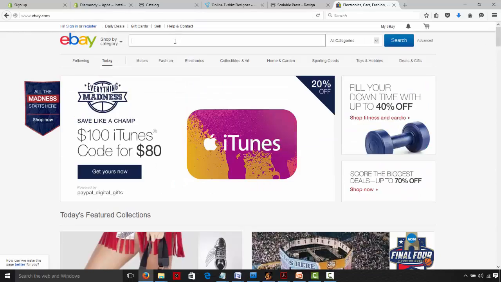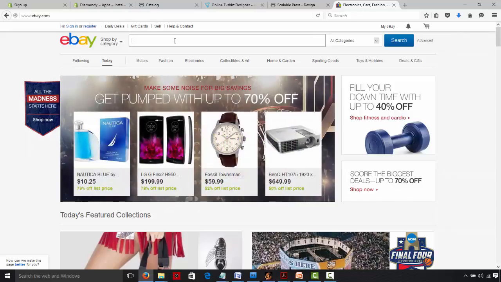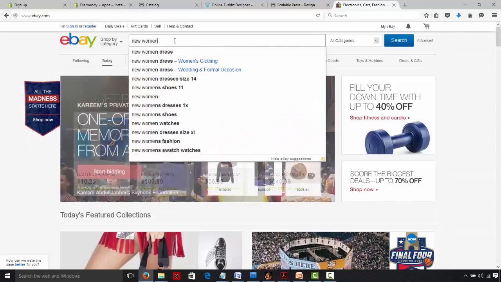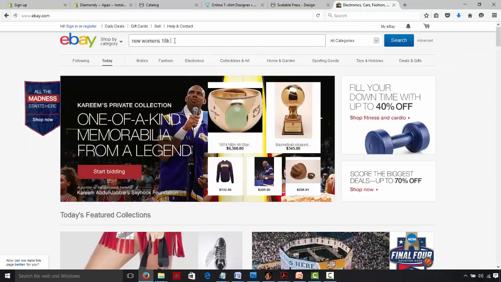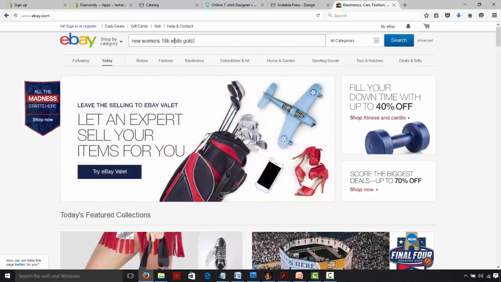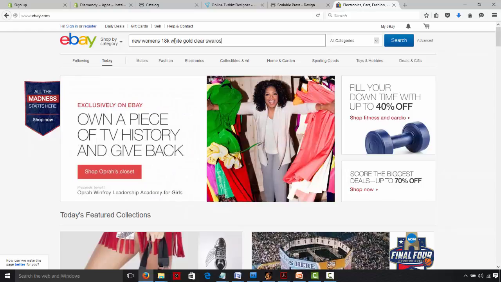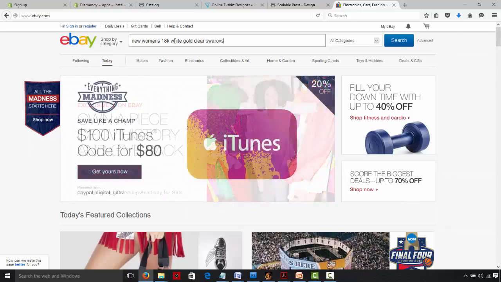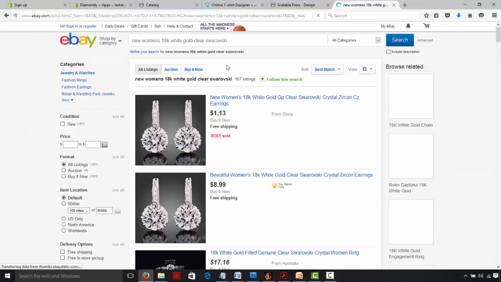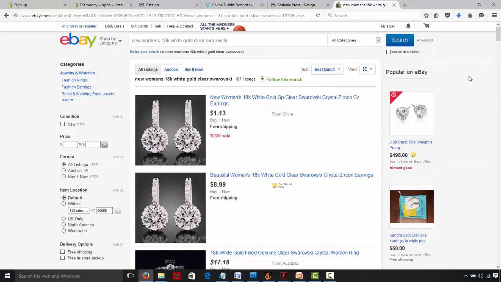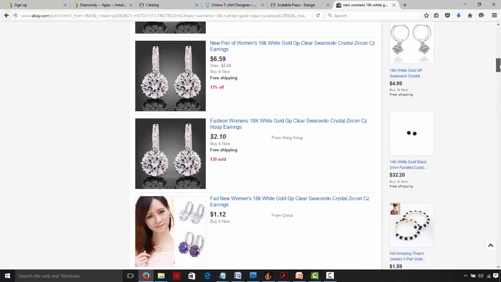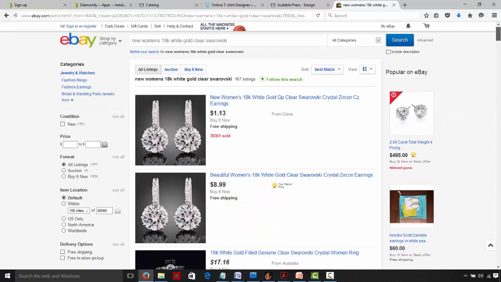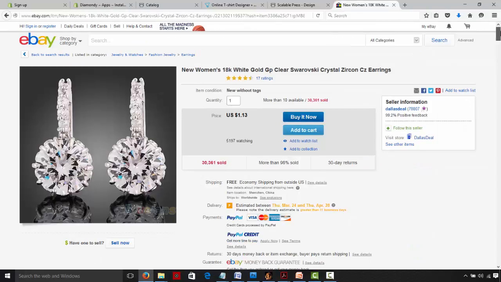If I'm not wrong, if I remember well, it was new women's gold. It should be this one. Here we go. Boom, found it. I was looking for another price, but anyway, it's this one right here. It was costing like 138. Now it's 113, so it's less expensive. But anyway, this is the product that I bought.